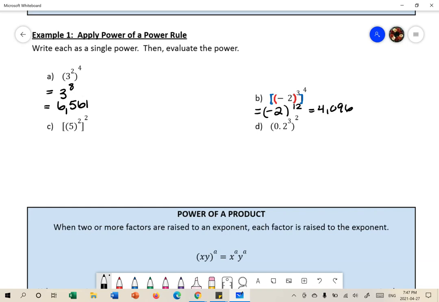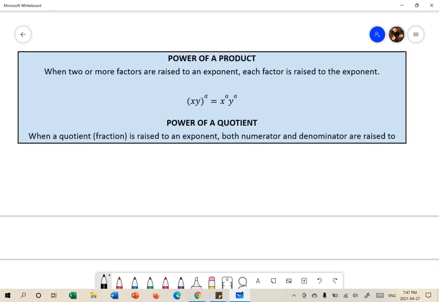C, my base is 5 raised to 4, which is equal to 625. And then D, my base is 0.2. 3 times 2 is 6, which is equal to 0.0000064.